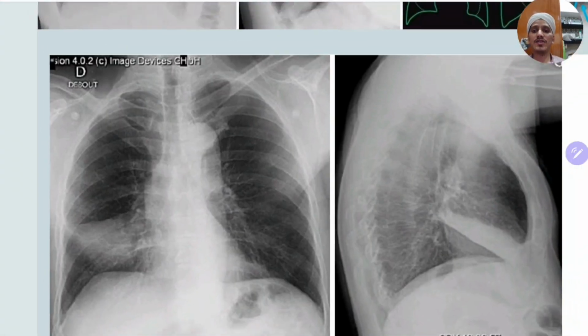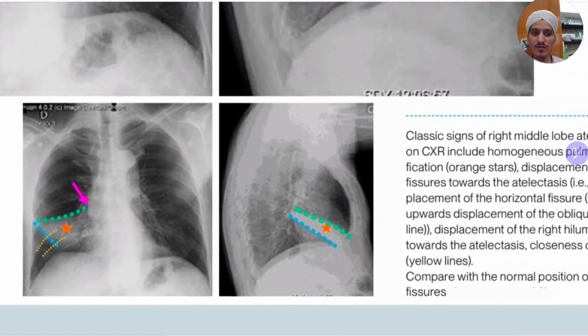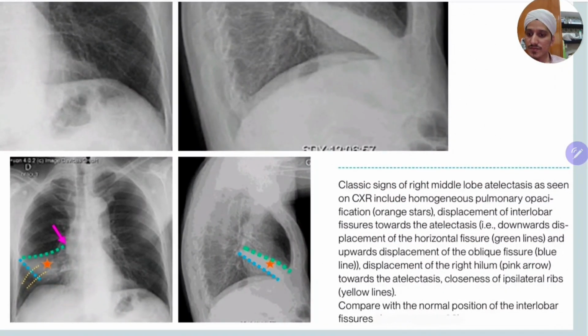Let us analyze our findings, whether we were right or wrong. See here, classical signs of right middle lobe atelectasis. Yes, we were right that it is my middle lobe because silhouette sign was there. Signs seen in chest X-ray include homogeneous pulmonary opacification, yes, orange star. Displacement of interlobar fissures towards the atelectasis.